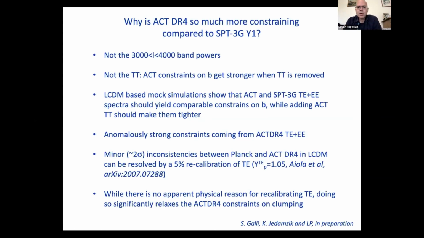And we did some mock simulations based on lambda CDM prediction using all the parameters of ACT and SPT-3G to check what constraints should be. And we found that basically ACT constraints are much tighter than you would expect them if the true model was lambda CDM. So this anomalously strong constraint comes from the TE plus EE portion of ACT data.